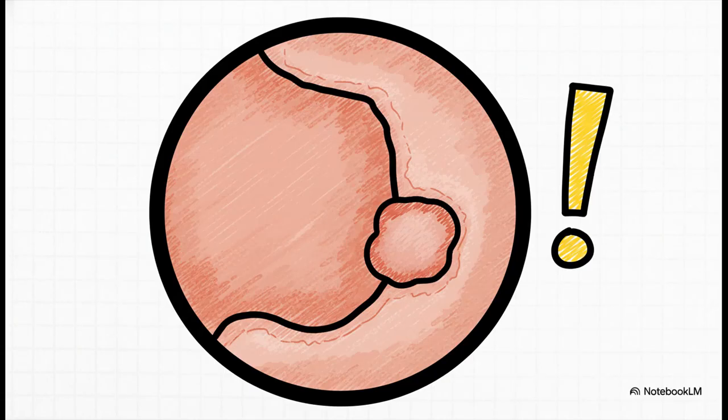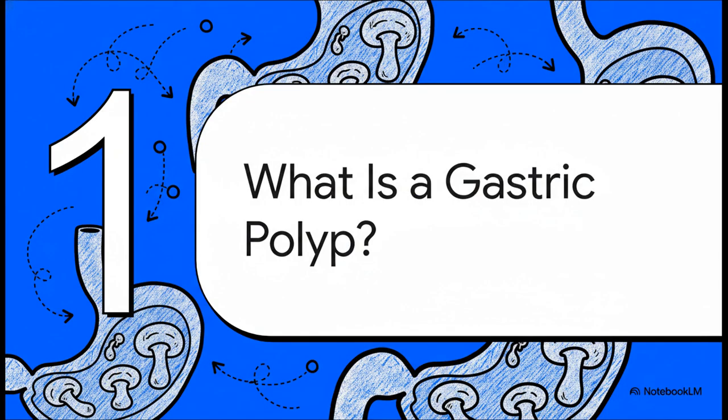So picture this. You're going in for a totally routine upper endoscopy. Maybe for something common like acid reflux. The procedure itself is no big deal, but afterward your doctor says, hey, we found something we weren't expecting. It's what's called an incidental finding, and it needs a closer look. So what exactly is this surprise? Well, more often than not, it's something called a gastric polyp. But what does that even mean?